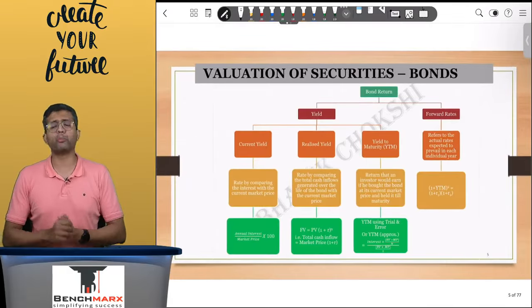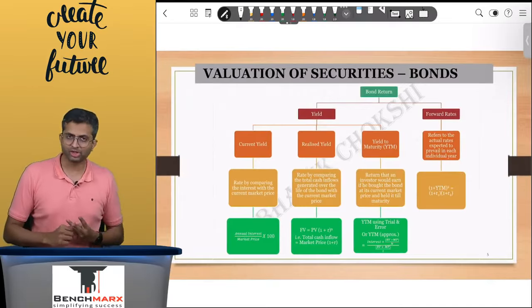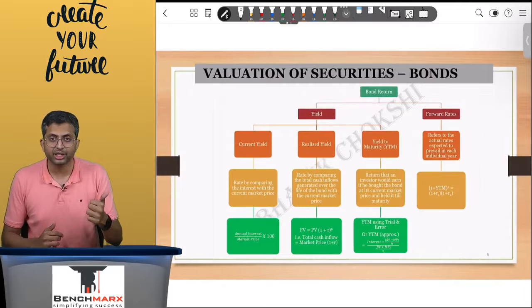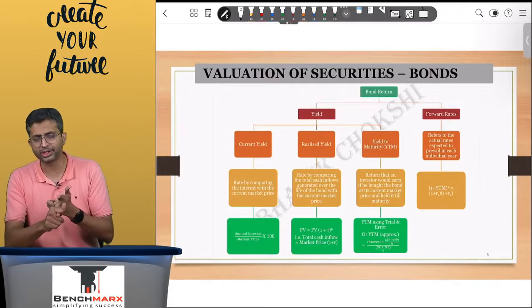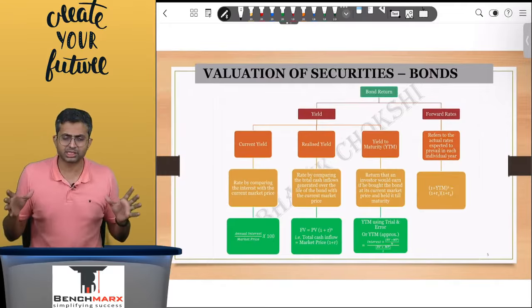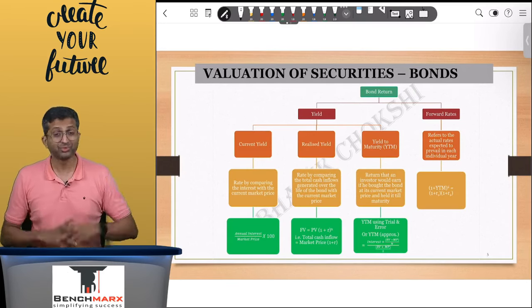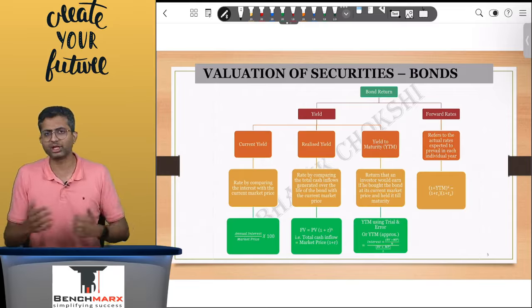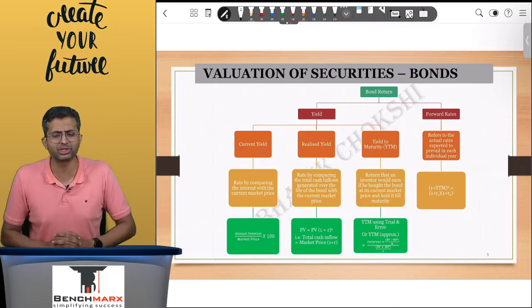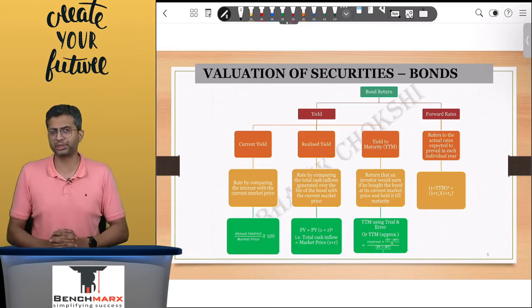Next, we go to bond return. There are 3 important measures of bond return. First is the current yield, second is realized yield, and third is yield to maturity. Current yield is the most simplest version, which is interest upon the market price. This ignores the time value. It also ignores the capital appreciation that can be received at the end, and hence it is not as popular.